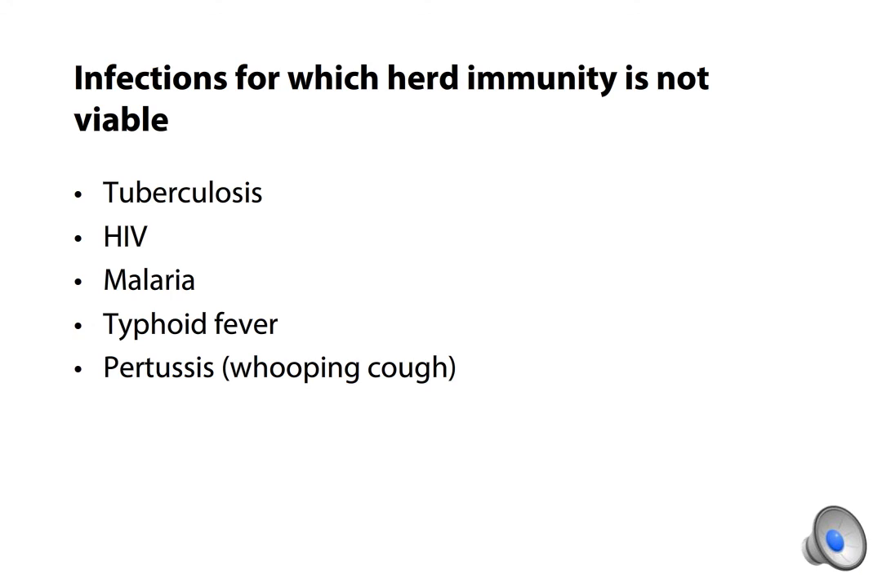Some infections are not susceptible to herd immunity. So, for example, tuberculosis, HIV, malaria, typhoid fever, and pertussis or whooping cough are not infections that will be protected by herd immunity.